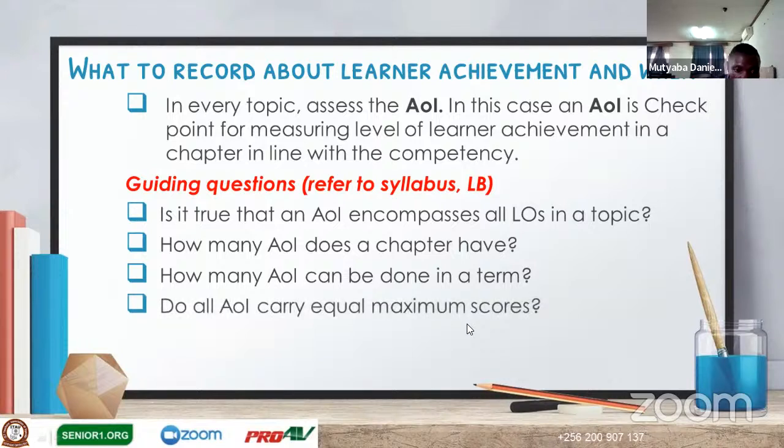Do all activities of integration carry equal maximum scores? Yes, no. Mr. Wanyoto, you are telling us the answer. Do all activities carry equal marks?